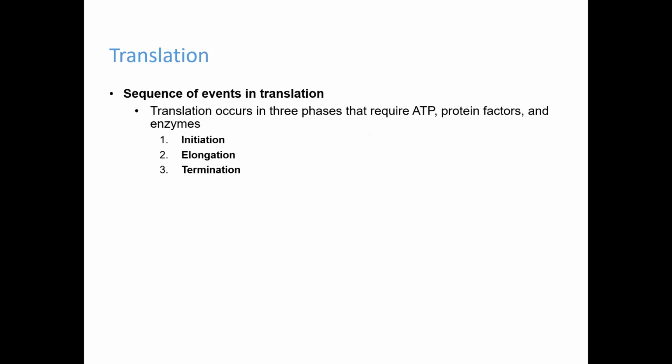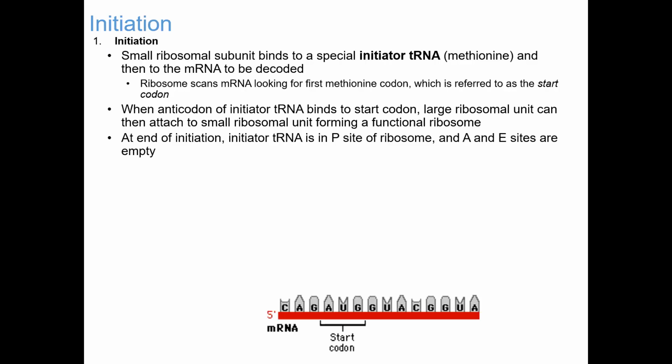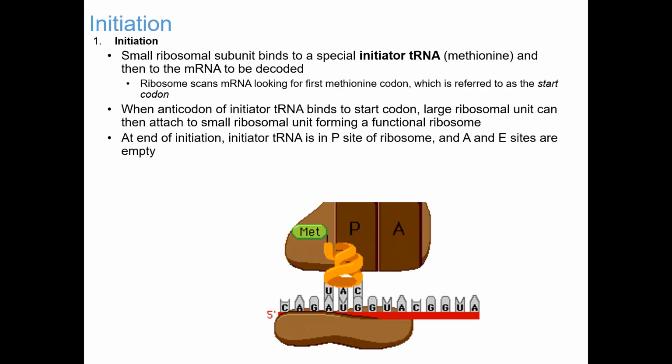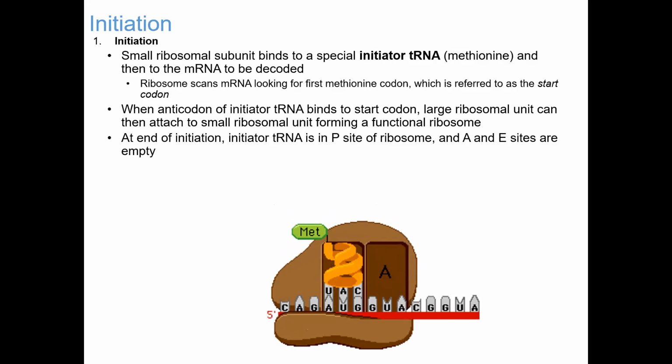Now, the process of translation is very similar to the process of transcription in that you have initiation, elongation, and termination. Three phases, just like you had in transcription. There is always going to be an initiator site at the beginning of the messenger RNA. Always. And so to start the process, transfer RNA carrying methionine will always land on the initiator.